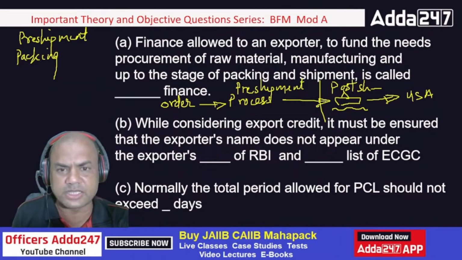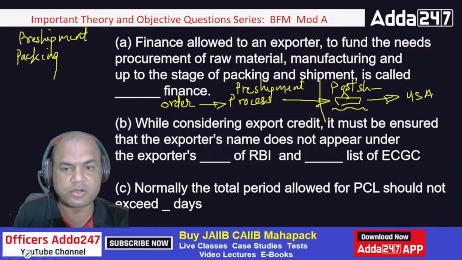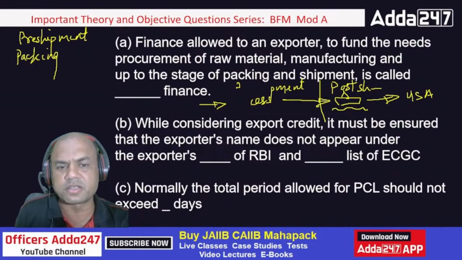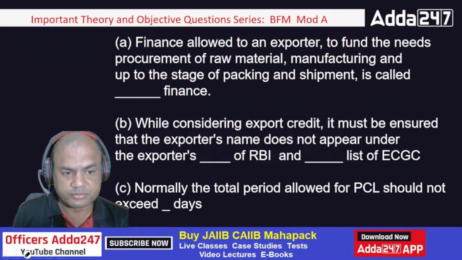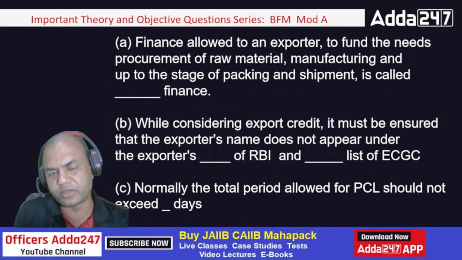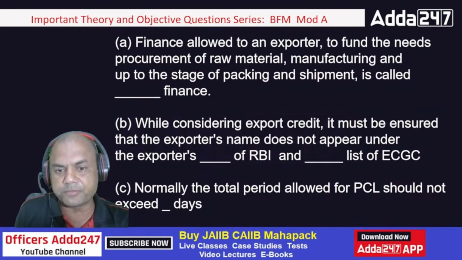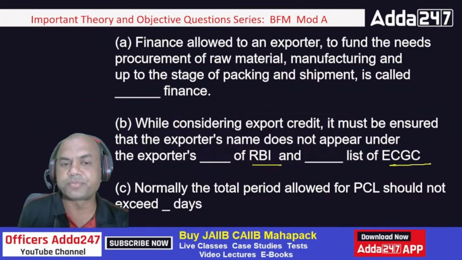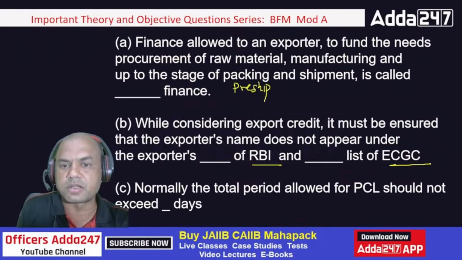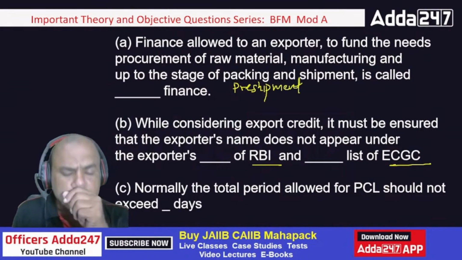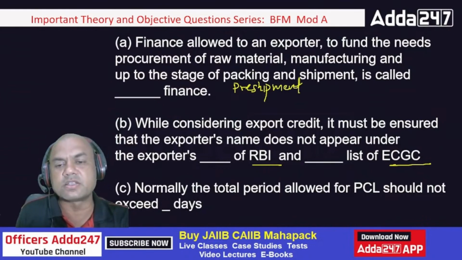Shall I remove this now? Pre-shipment, post-shipment, you know this? I think so. We'll remove this, isn't it? Let me remove this completely. Now, there are two lists basically. One is of RBI, and second is the ECGC. Let me write it over here, pre-shipment, so that you remember it. One is of RBI and second is of ECGC.